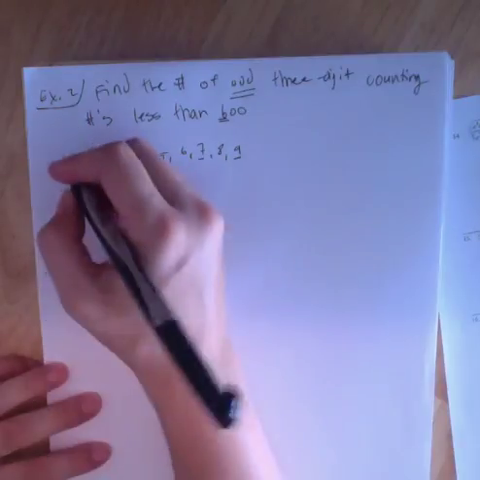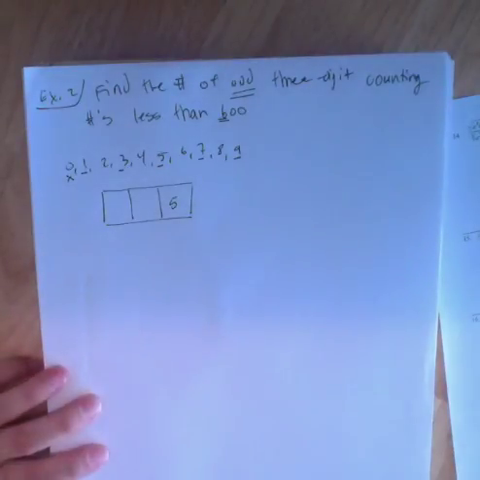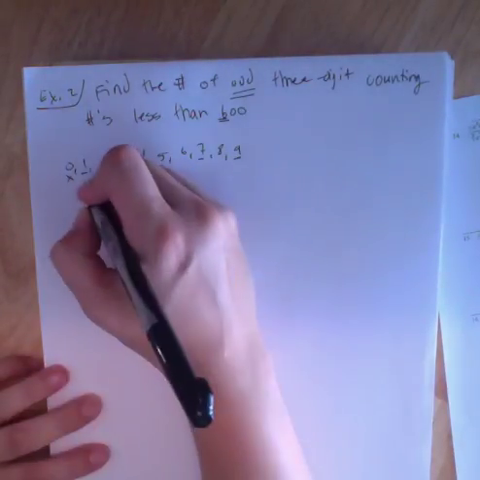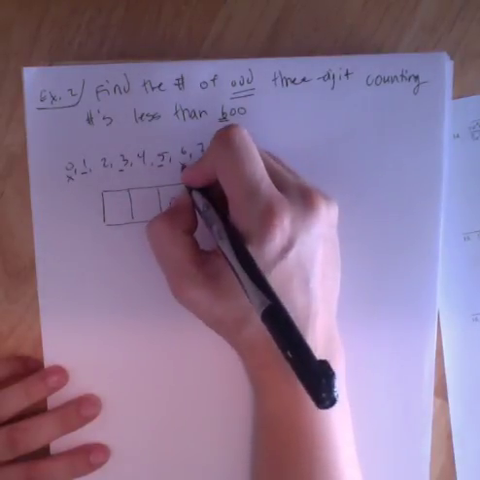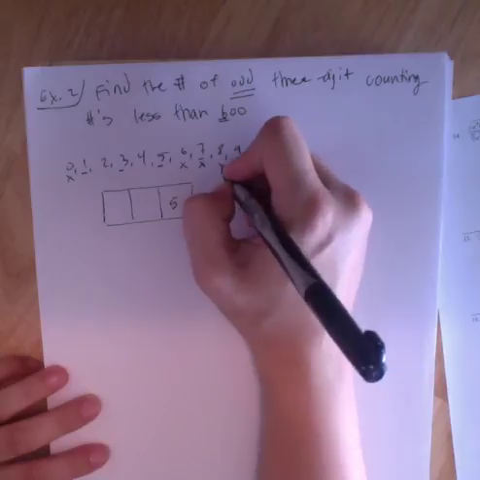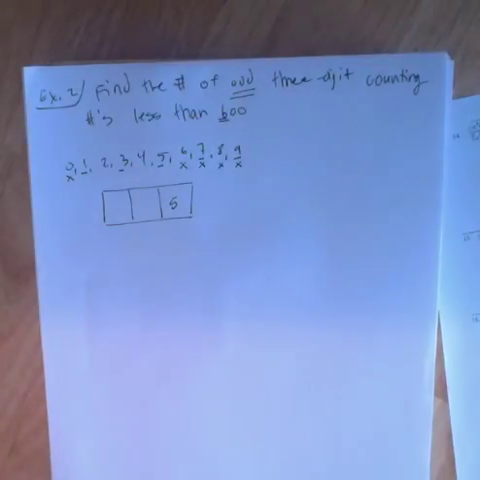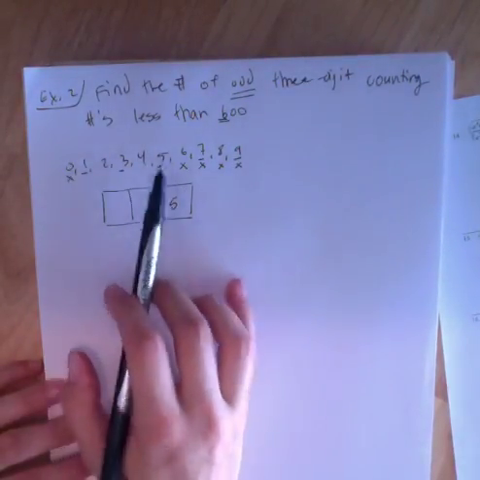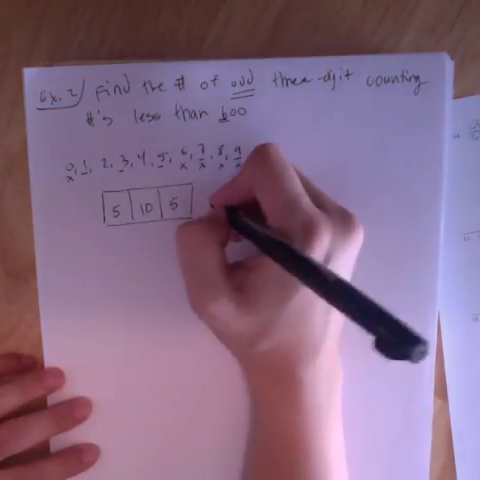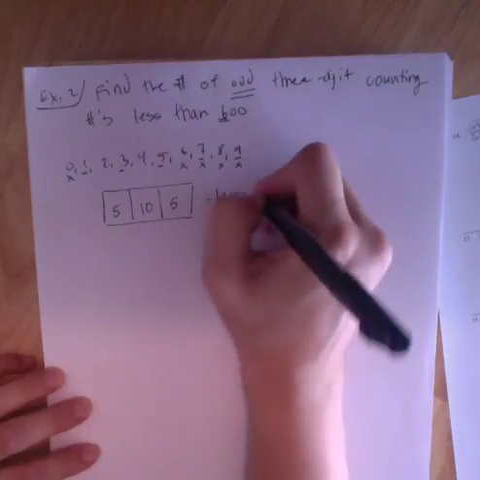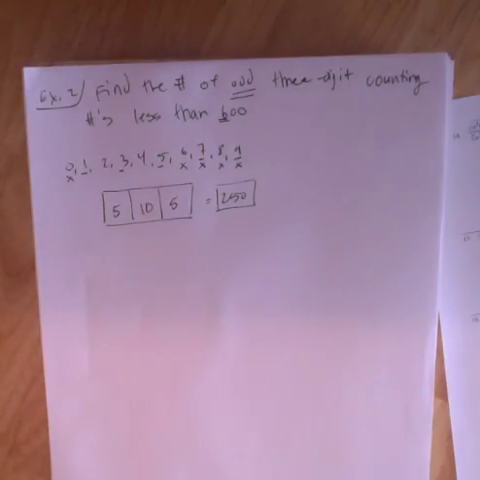Now, it doesn't say anything about repetition, but we have this stipulation, less than 600. So in the first box, we cannot have 0, right? Because then it wouldn't be a 3-digit counting number. Less than 600 means we cannot have 600, 700, 800, or 900, meaning we have 1, 2, 3, 4, 5 options for this first number. And the middle number, it can be all 10 of the digits. It really doesn't matter. So we do 5 times 10 times 5, which gives us 250 3-digit counting numbers less than 600.